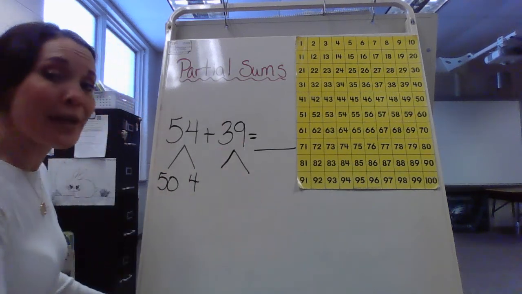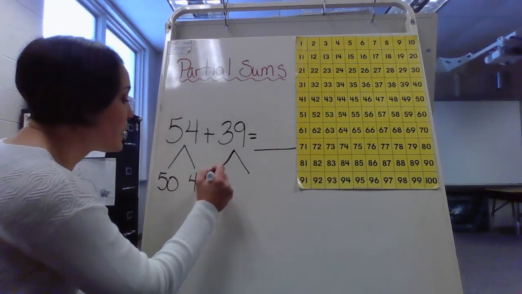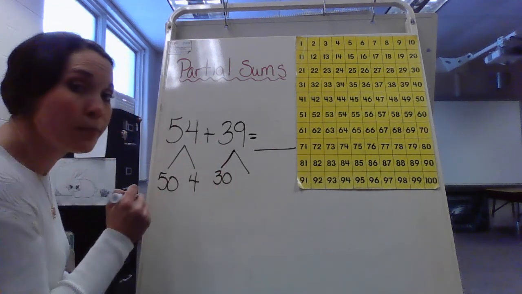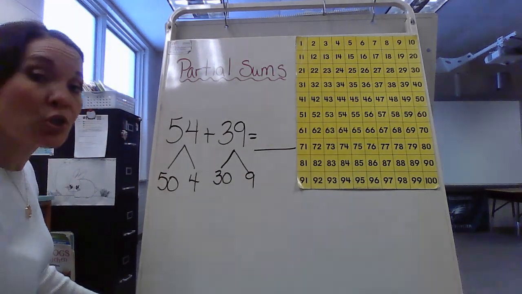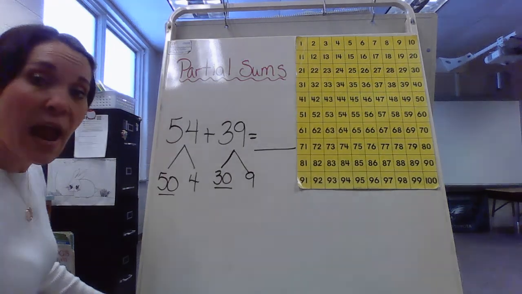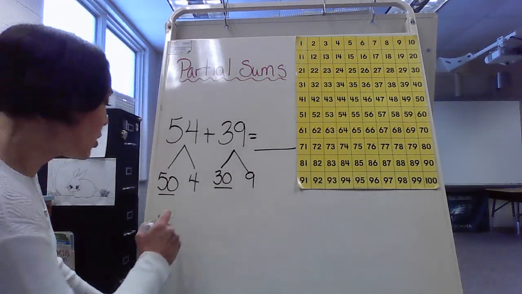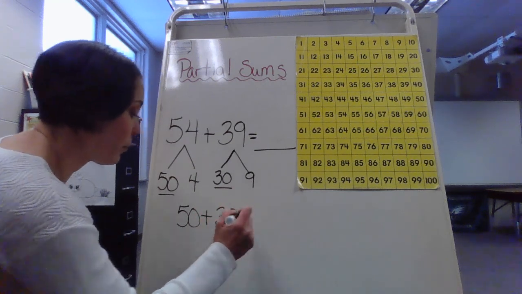When I'm looking at 39, 3 tens, 9 ones. 3 tens is giving me 30. 9 ones is giving me a 9. So right now, I'm going to start with adding my tens first. So I'm going to go 50 plus 30.